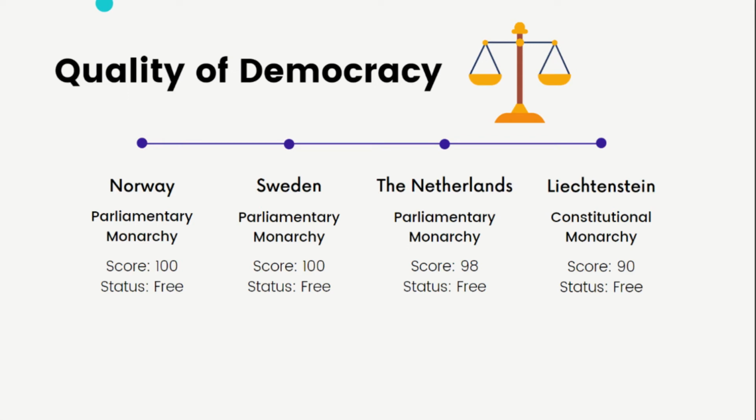Let's begin with Norway and Sweden, both parliamentary monarchies that were each given the score of 100 by Freedom House's Freedom in the World Index and rated free. Not far behind is the Netherlands, another parliamentary monarchy, also free, with a score of 98. The next country is Liechtenstein, a constitutional monarchy with a score of 90, also considered free.